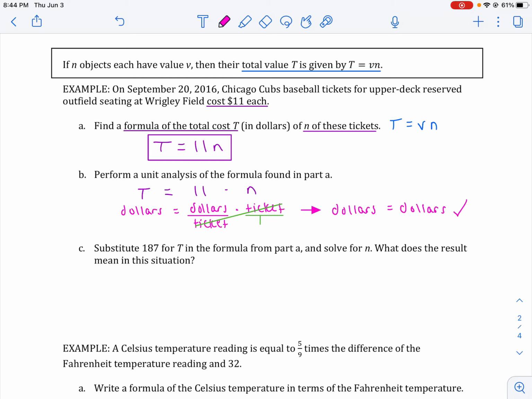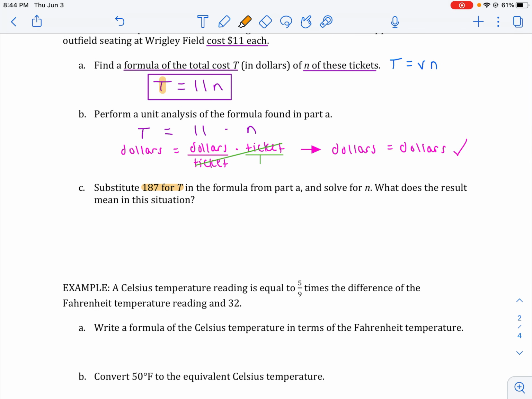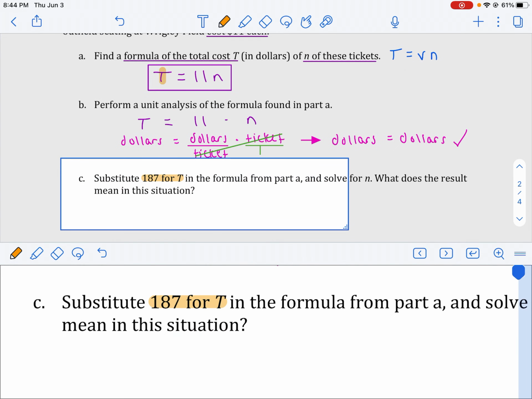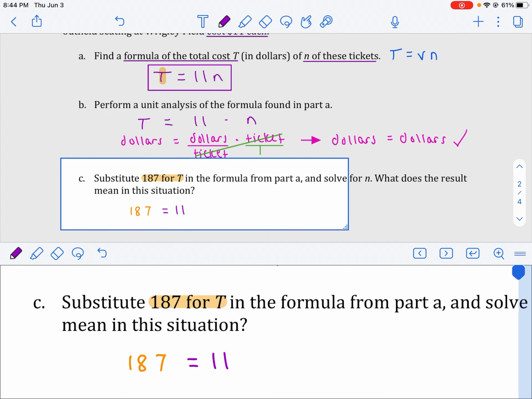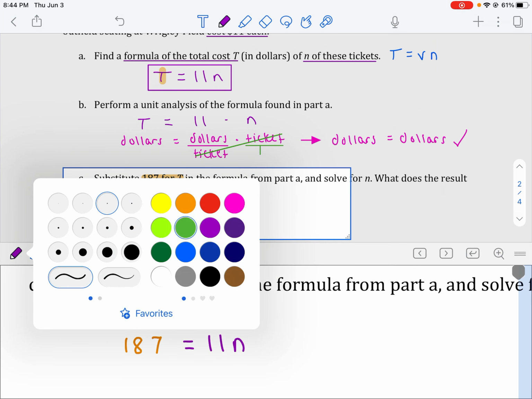Another common use for writing a formula would be to actually evaluate it. So it says substitute 187 in for T. So we're going to go up to our formula for T, and we're going to plug in 187, and we're going to solve for n and explain what that means in the context of the problem. So 187 in for T equals 11 times n. We're trying to figure out what n is.